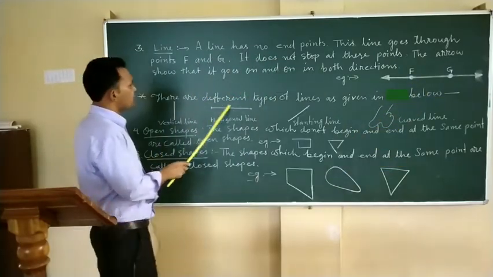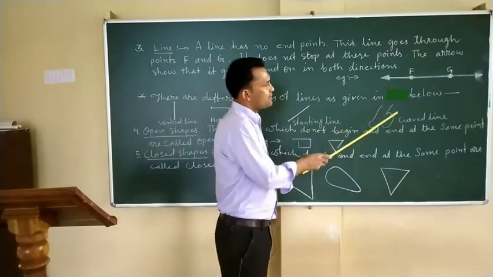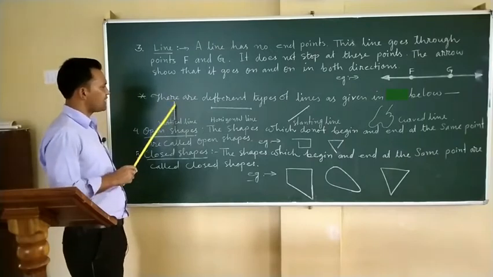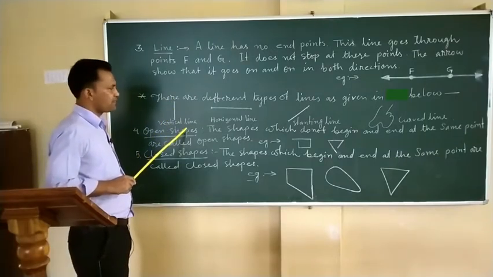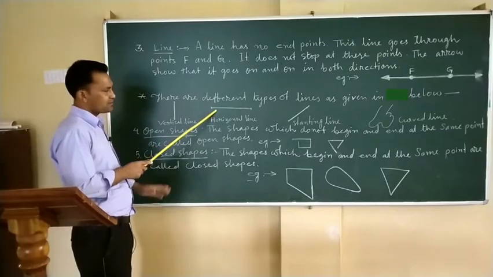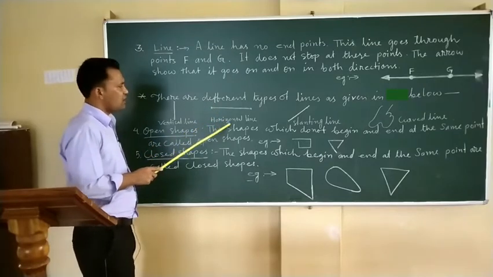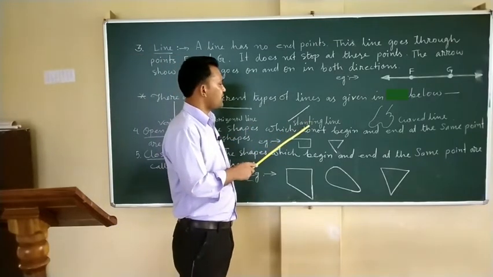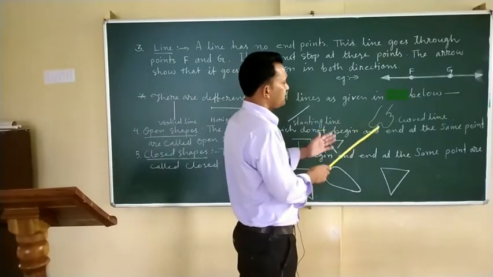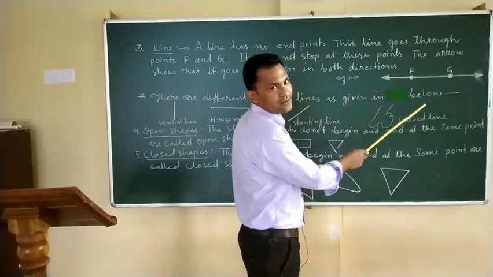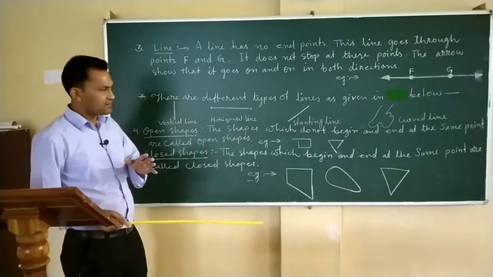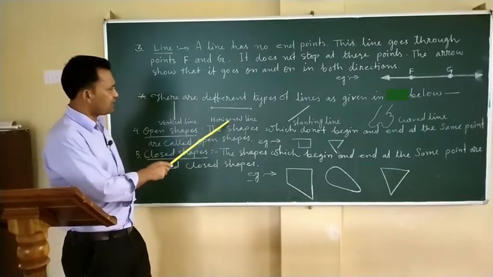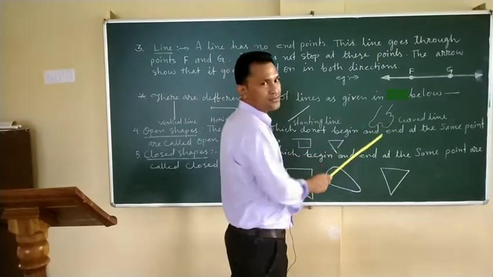There are different types of lines as given below. This line is called a vertical line, and this other one is called a horizontal line, the next one is a slanting line, and the last one is a curved line. Okay, have you understood this, my dear students? So this line is called what? Vertical line, horizontal line, slanting line, and curved line.